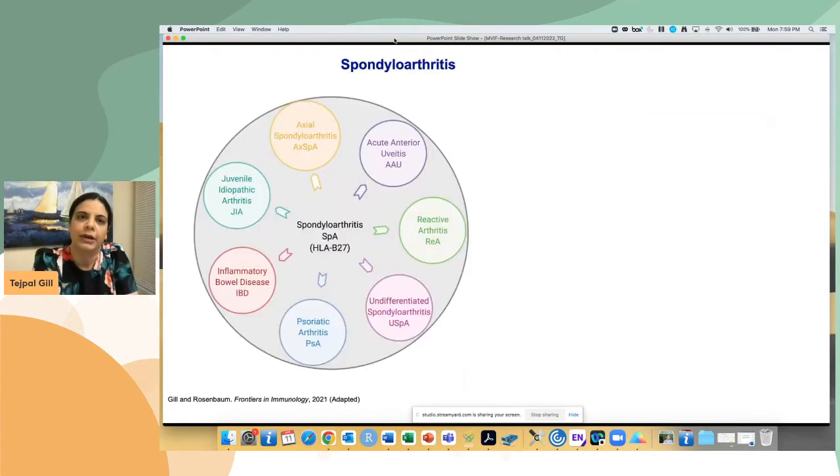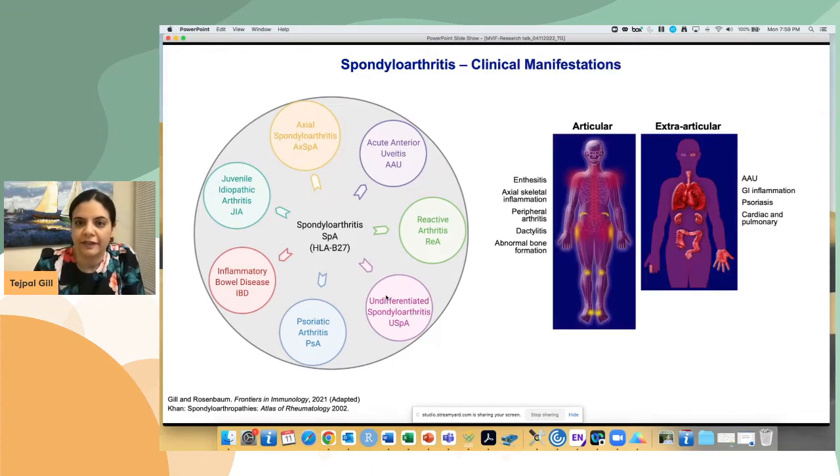Now, spondyloarthritis is an umbrella term used for multiple diseases such as axial spondyloarthritis, acute anterior uveitis, psoriatic arthritis, and inflammatory bowel disease. This group of disorders has a common genetic factor association, which is human leukocyte antigen B27, or HLA-B27. In addition to this common genetic factor, these diverse diseases also have common clinical features.